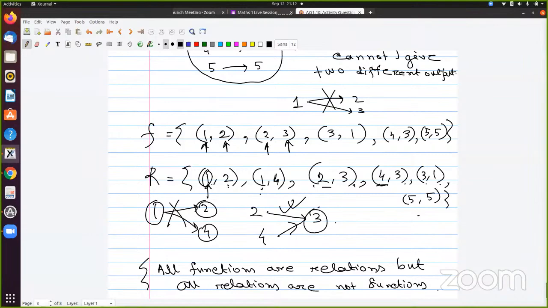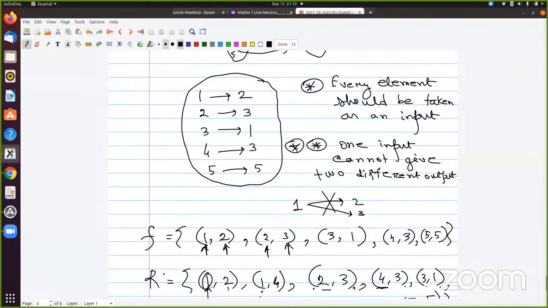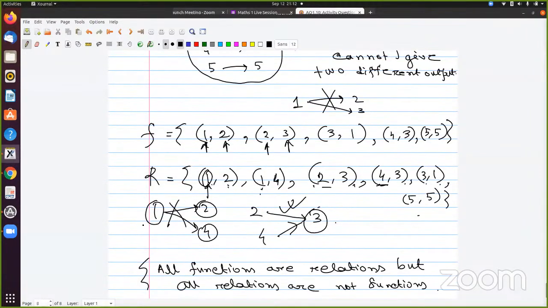Is it clear? So for a relation to be a function, it should satisfy these two conditions which you mentioned. Every element should be taken as an input, and the second one is that one input cannot give two different outputs. So let me check whether you have understood this or not. I will give an example.